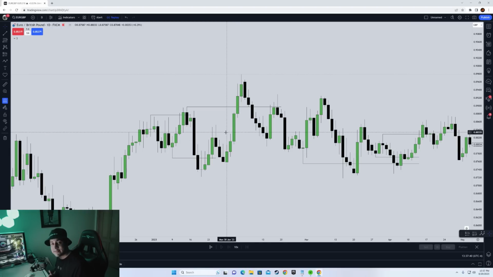Now, when is this invalidated? Let's say that you have a body closure above the high or the low. So in this example, you can see we have a body closure above this low.